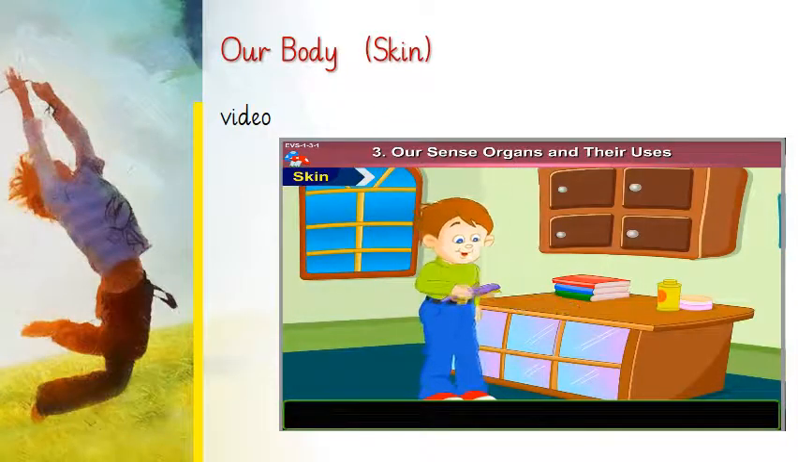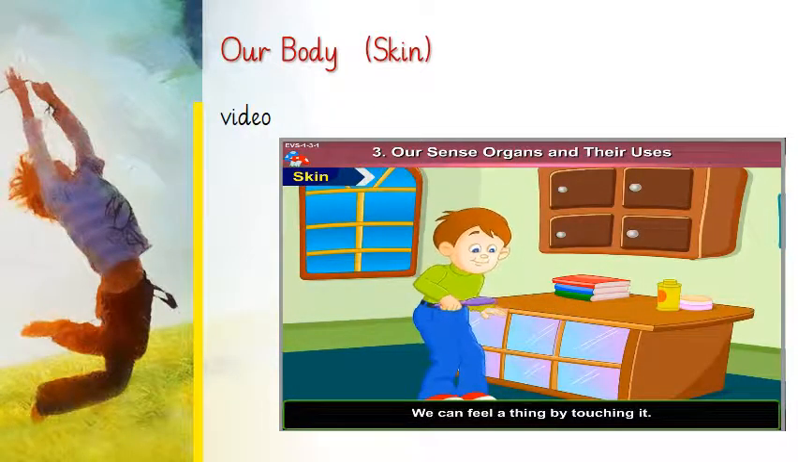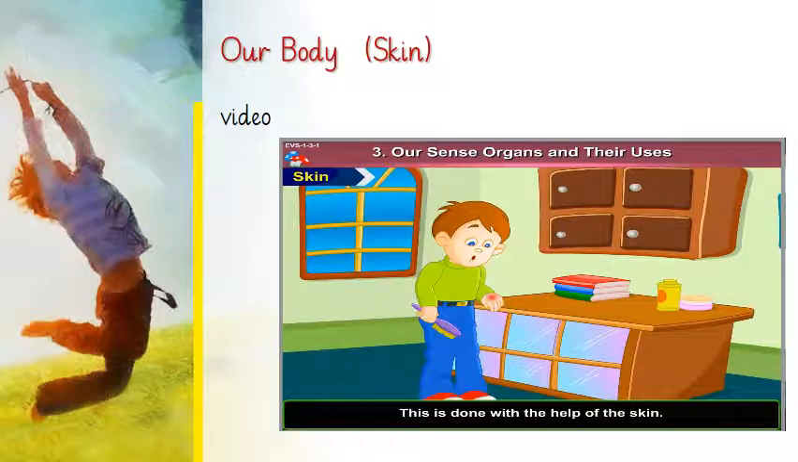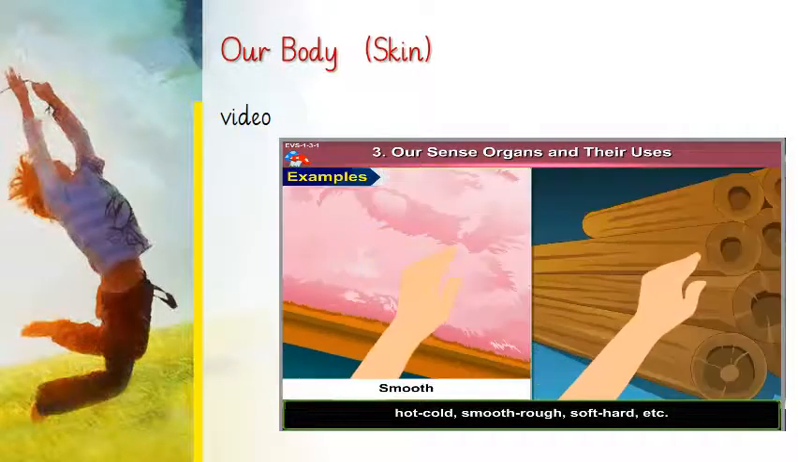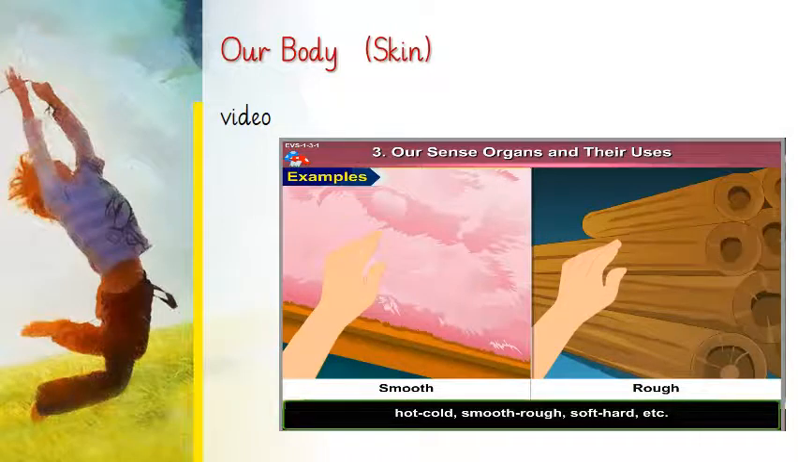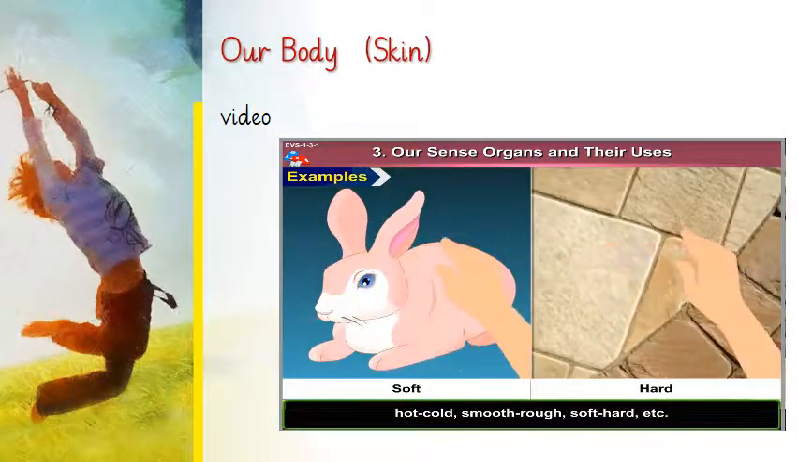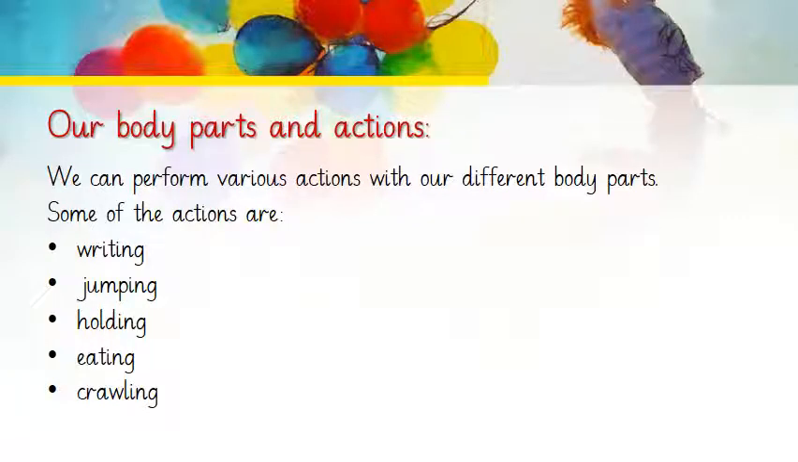Skin. We can feel a thing by touching it. This is done with the help of the skin. Examples: hot or cold, smooth or rough, soft or hard, etc. Hope the video was interesting and you noted down the main points as well. Coming towards our body parts and actions.